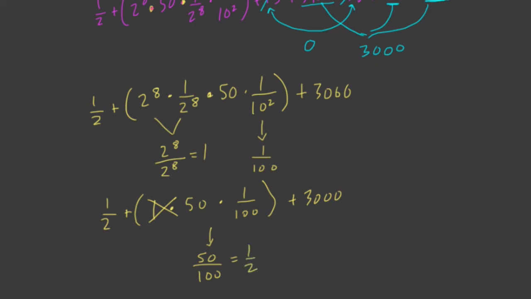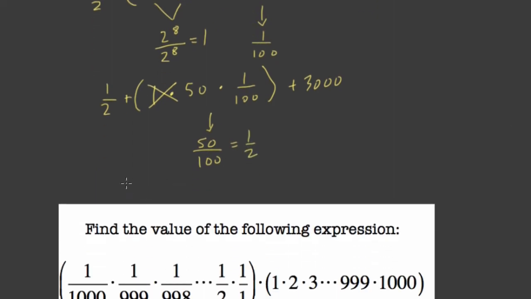So now we're basically done. We have a half in the first term, plus, this is 1/2, because we're adding, plus 3,000. A half and a half is 1, so our answer here is 3,001.